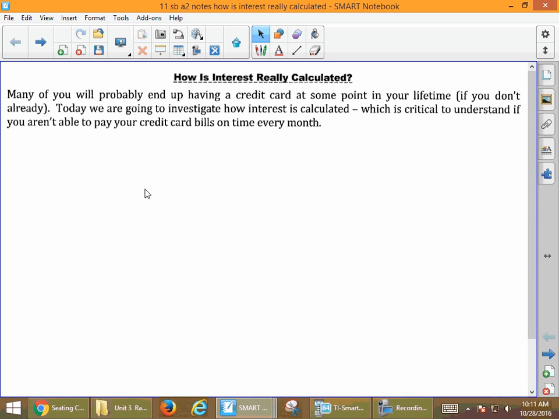And more than likely, in your lifetime, you're probably going to have a credit card if you don't already have one. And what we're going to look at today is how is interest calculated, which is critical to understand if you aren't able to pay your credit card bills. If you're able to pay them, that's all good. But if you can't pay them, that's when things get expensive.